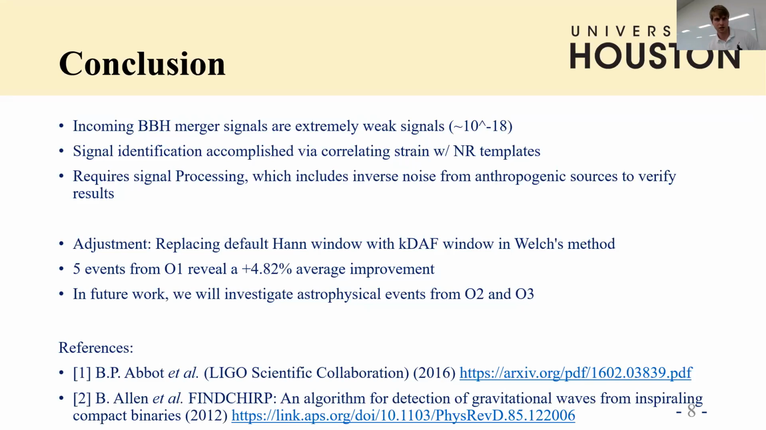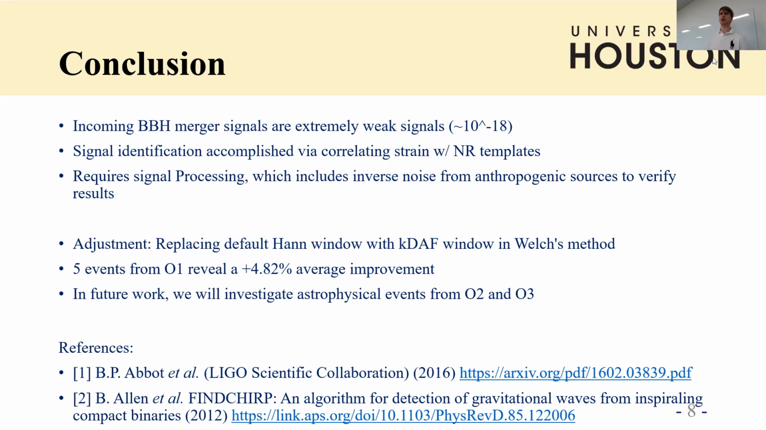So in conclusion, the incoming signals from binary black holes or binary neutron stars are extremely weak signals, on the order of 10 to the -18, and even less than that. And there are noise artifacts that are present with the interferometers. So it requires extra signal processing to divide out as much noise as you can from these anthropogenic sources, from human activity, in order to find the actual signal embedded in the noise.